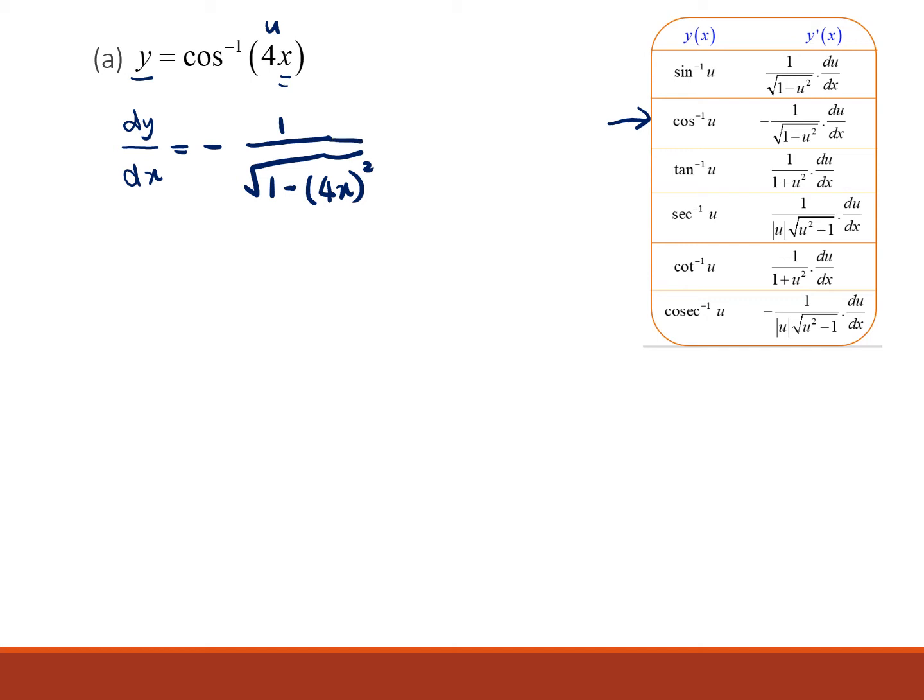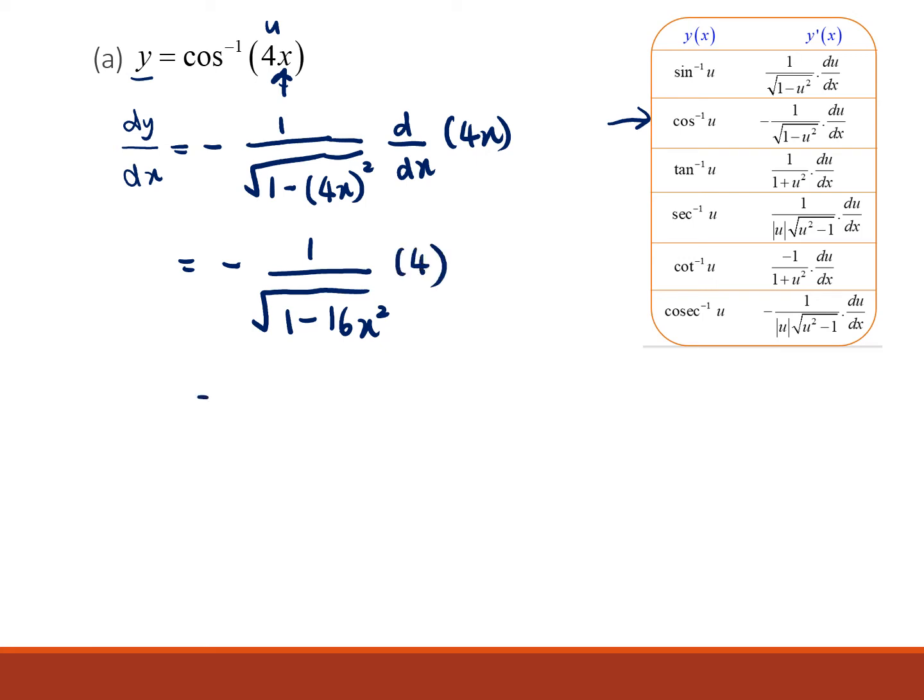Okay, next we have to find the derivative of 4x. So it will be d over dx of 4x. Now we can solve this. We simplify this derivative and rewrite it. It will be 1 minus 16x squared, times 4, because the derivative of 4x is equal to 4. So this would be the answer for this question, which is negative 4 over the square root of 1 minus 16x squared.